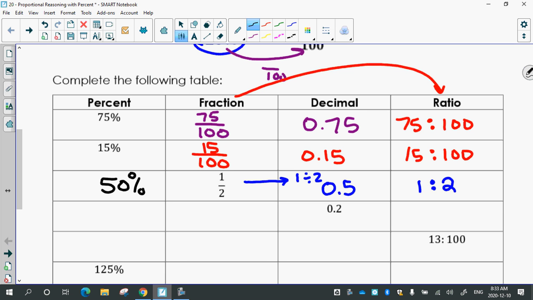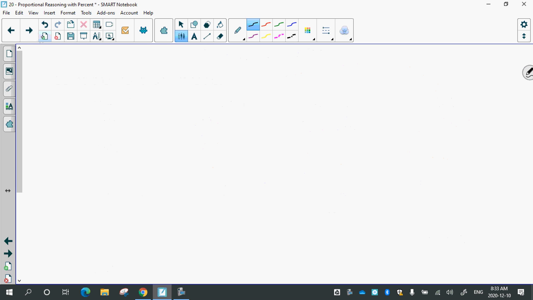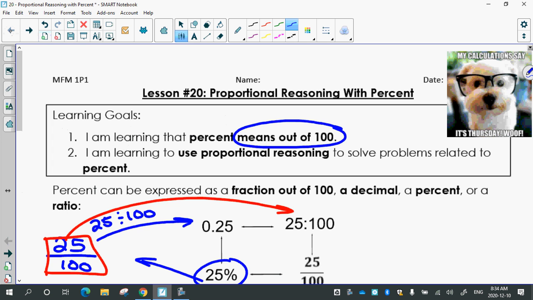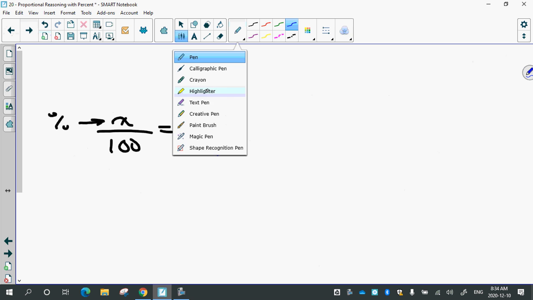Okay, any ideas what we could do to rewrite 0.2 as any of these three things? What do we know that percent means? Out of 100? Okay, so let's go again. So we've got something out of 100, that's what we're trying to find, that's our percent, equals 0.2 out of, if there's no number in the denominator, what's the number in the denominator? 1, good. So 1.